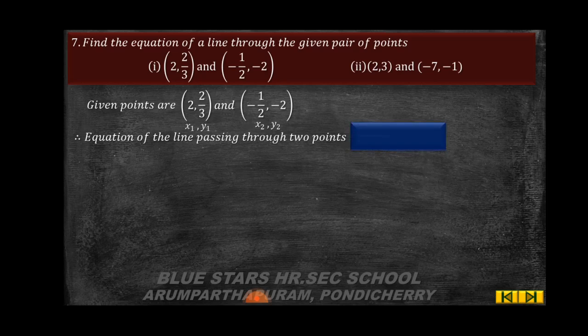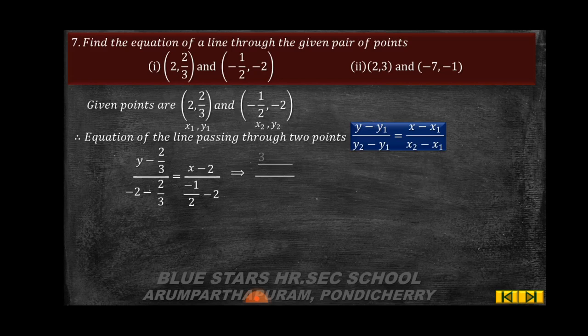You are going to find the equation of the line passing through the two points. The two-point formula is (y minus y1) divided by (y2 minus y1) equals (x minus x1) divided by (x2 minus x1). So apply the values in the formula. You get (y minus 2/3) divided by (-2 minus 2/3), which is equal to (x minus 2) divided by (-1/2 minus 2).